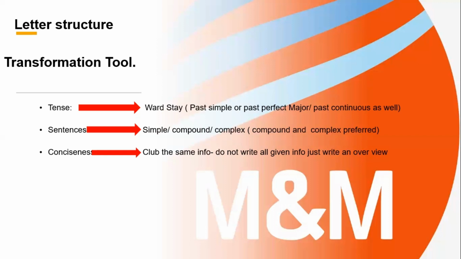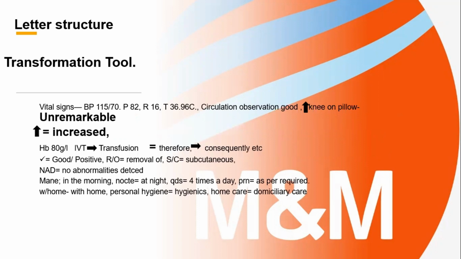Anyhow, we have a variety of sentences to be used, which include simple, compound, and complex. For conciseness, you need to club the information and write in NOV form. There are some tools that may be helpful. Let's say vital signs were stable, everything was normal; we just write it down as unremarkable. Mane in the morning, for example, nocte at night, with medicine. This is for IVT, intravenous transfusion. We can use words like therefore and consequently.